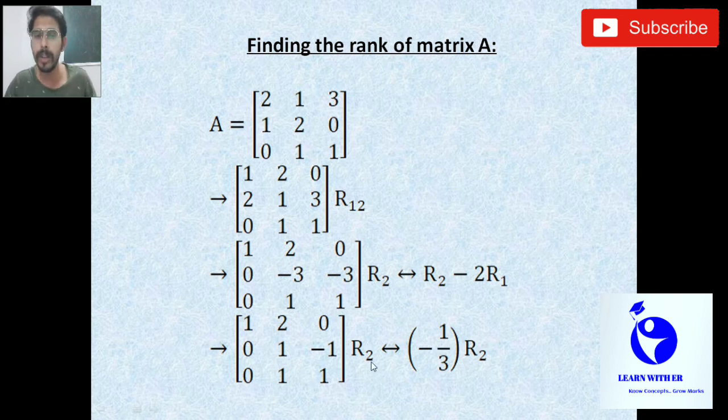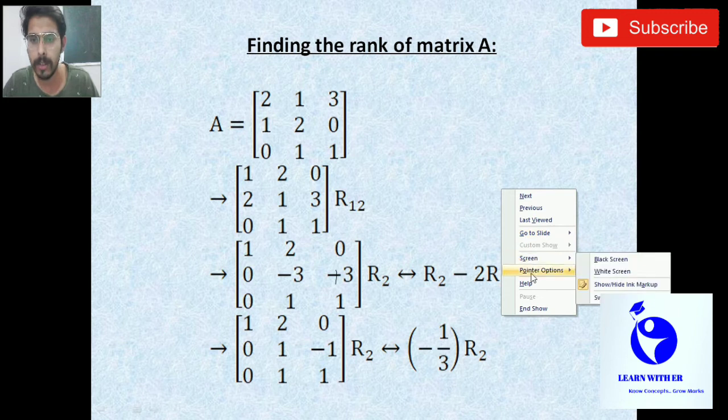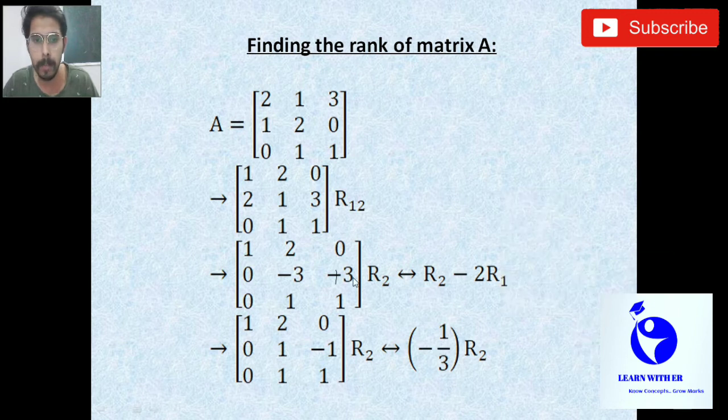Third one we did, we replaced R2 with minus 1/3 of R2. So we have multiplied minus 1/3 with all the members of R2. So minus 1/3 into 0 will give 0, minus 1/3 into minus 3 will give 1, and minus 1/3 into minus 3, okay, let me see once. Yes, so we have plus 3, and when we multiply it with minus 1/3, it will be minus 1. The rest of the things remain the same.